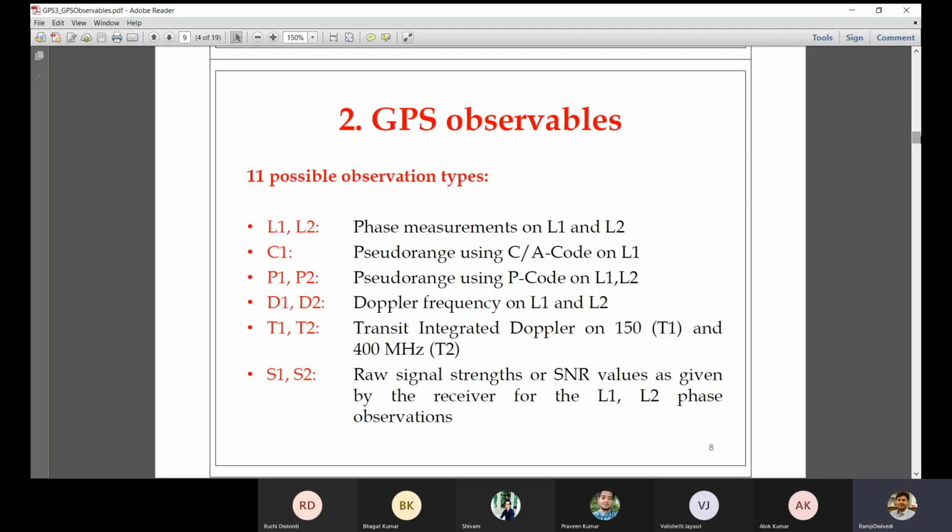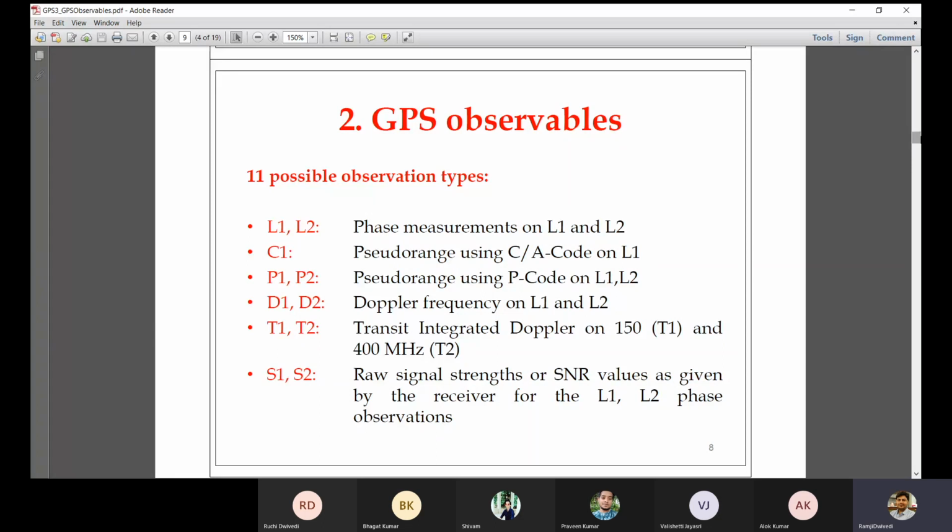Having said that, again we will focus on the raw measurements. Please remember to go through the books again on the carrier phase measurement as well as the code pseudo range measurement. If you have any doubt, you are most welcome to ask anytime. There is no problem in that.